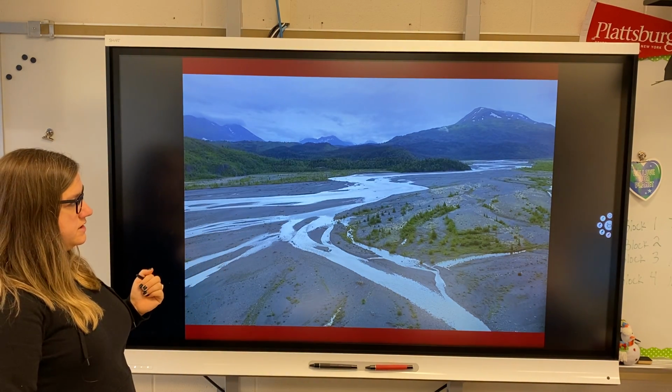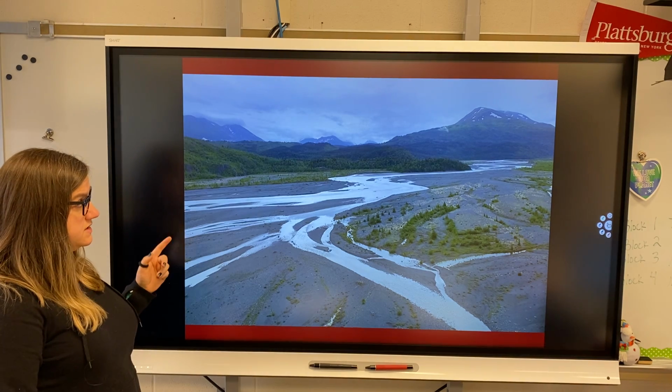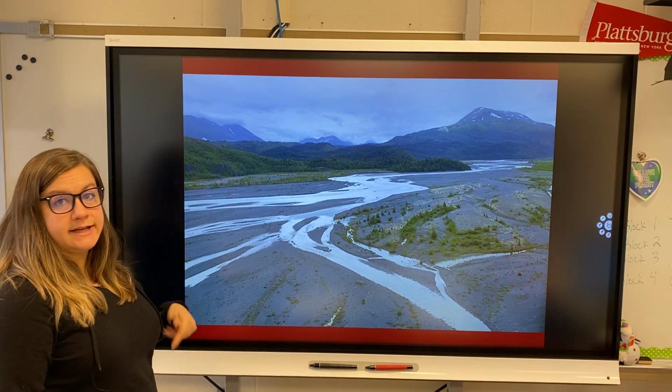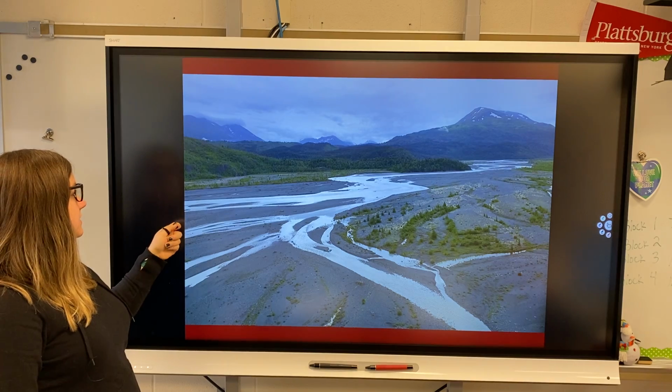Here's another outwash plain. This one's a really cool picture. This is in the summertime too, because there's lots of green things. It's not usually green when it's winter.